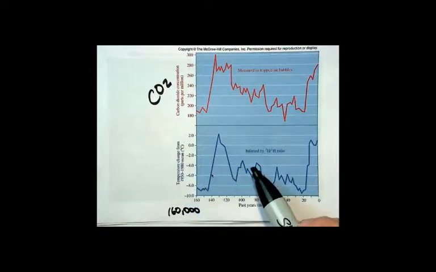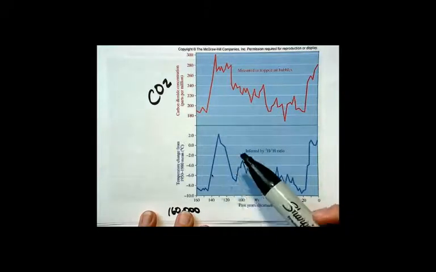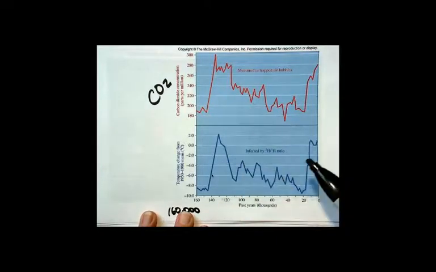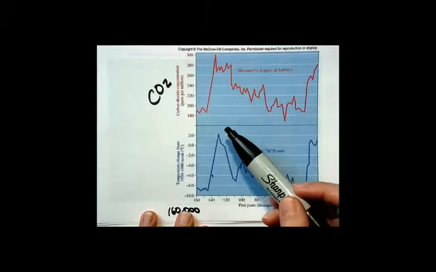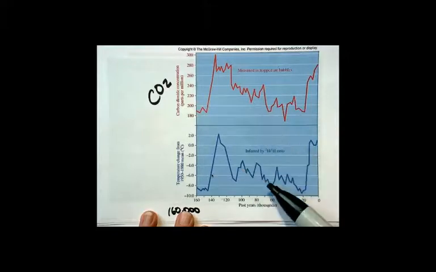Then down here, the other thing that they do is they look at the temperature. And the temperature is inferred by the deuterium to hydrogen ratio. All right. So I'll tell you a little bit more about that in a minute. But for now, just look at the correlation. You can just glance at this and see that when this goes up, this goes up. When this goes down, this goes down, and now it's going back up again in recent time.